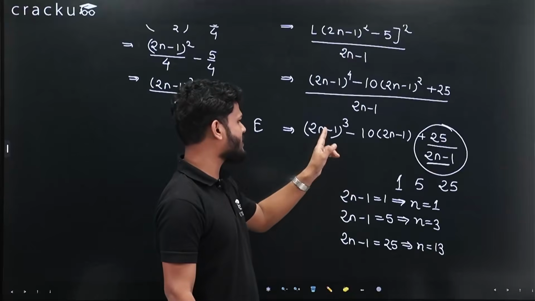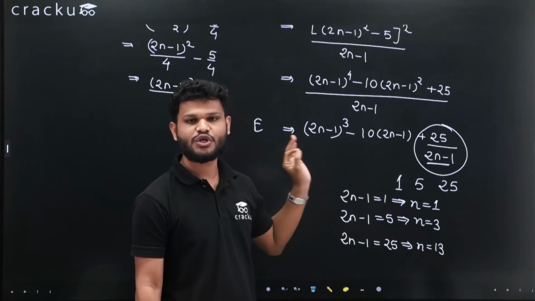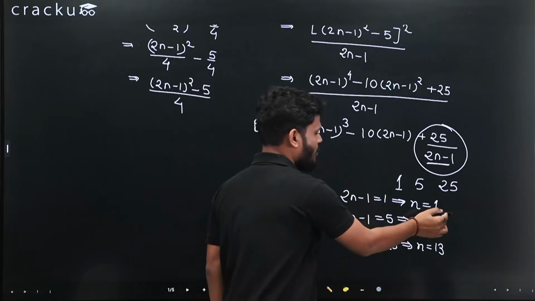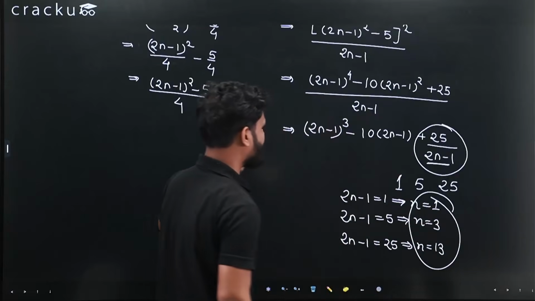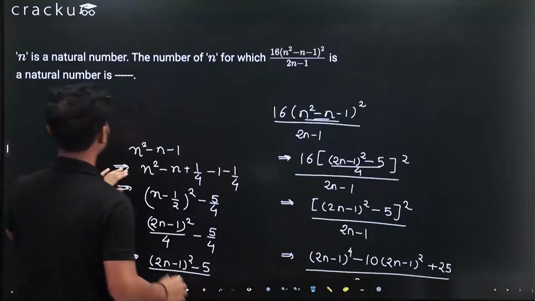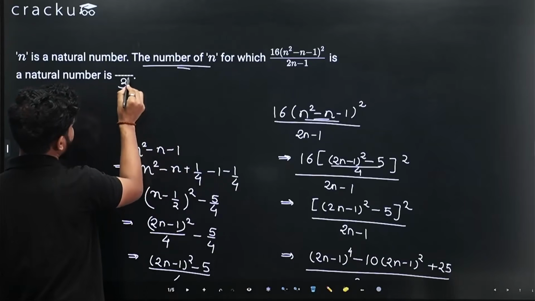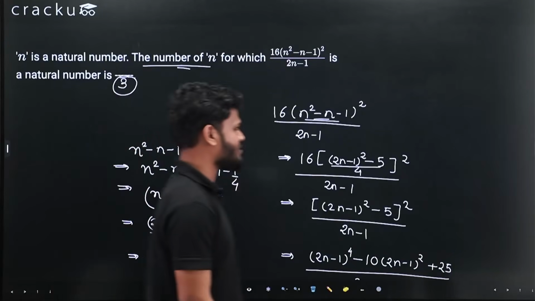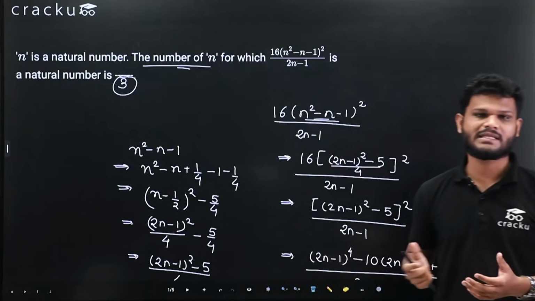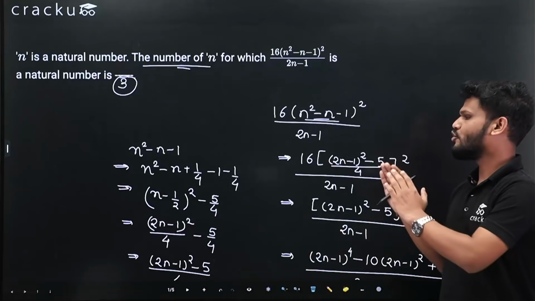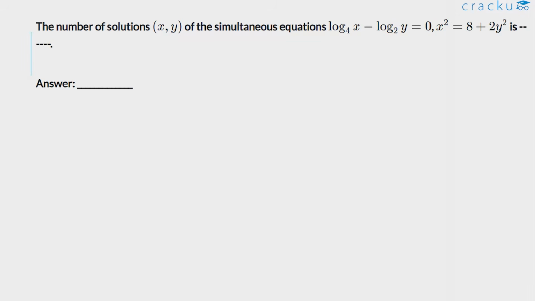If you try to put these values in this expression, it will for sure give you a natural number. So how many values of n are there? There are in total 3 values of n. So the total number of values of n is 3, for which the given expression is also a natural number. So this is how you can solve these types of questions, by writing the numerator in terms of the denominator.